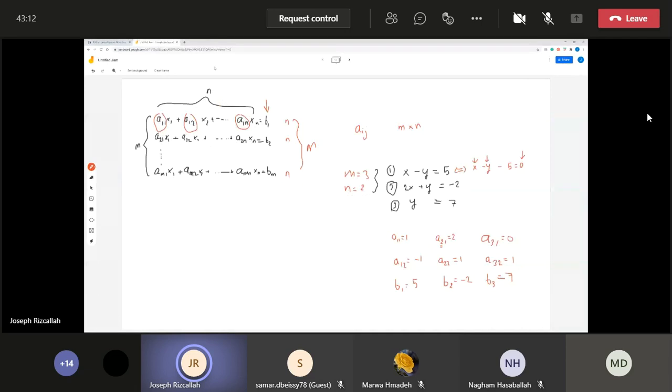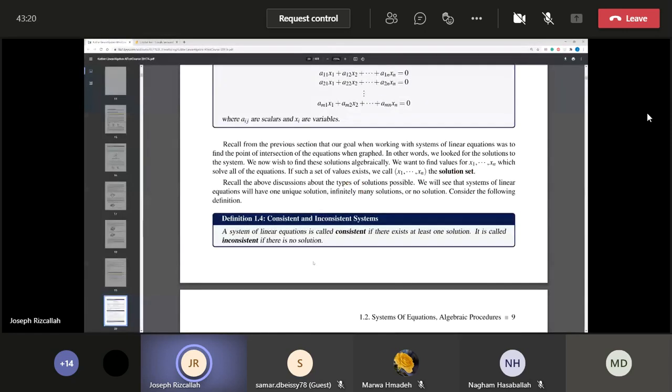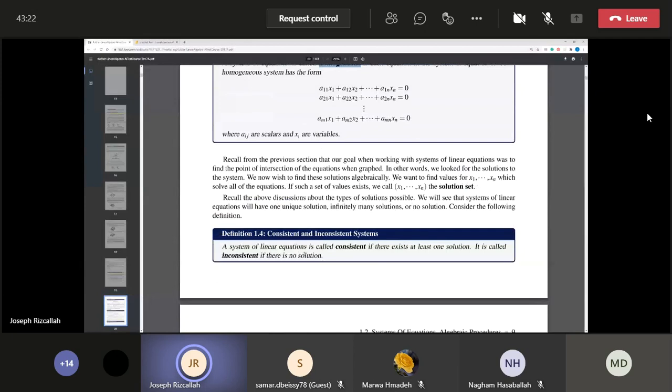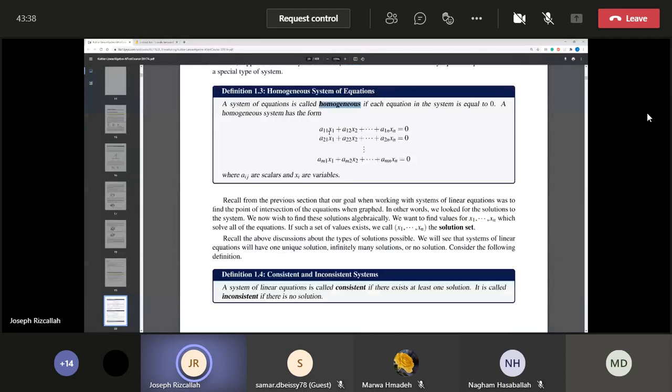Okay. So this definition we already gave, but it's good to remember. A system of linear equations is, remember, consistent if there exists at least one solution. Otherwise it's called inconsistent. If there is no solution, then the system is said to be an inconsistent system. Of course, the x1, x2, xn, which satisfy the system, which make it true, right, is called the solution set.